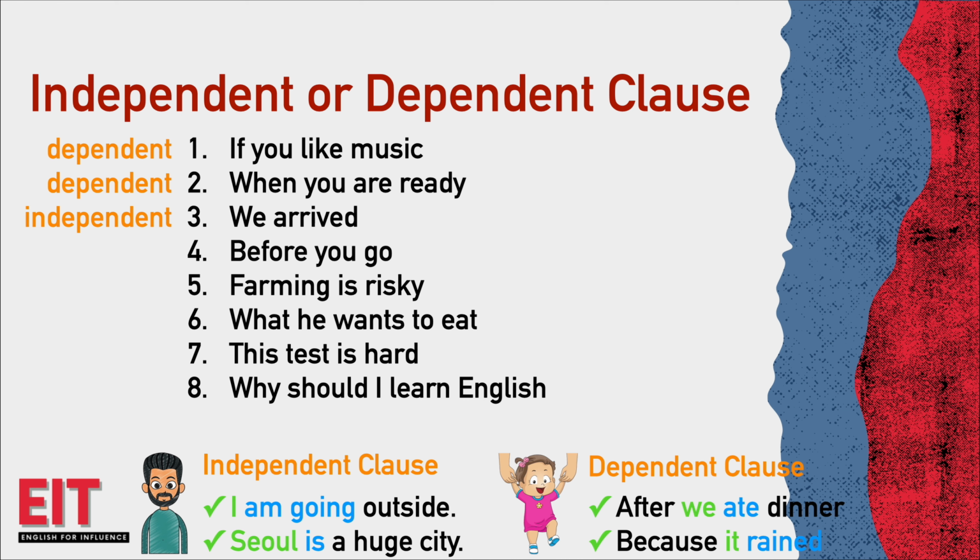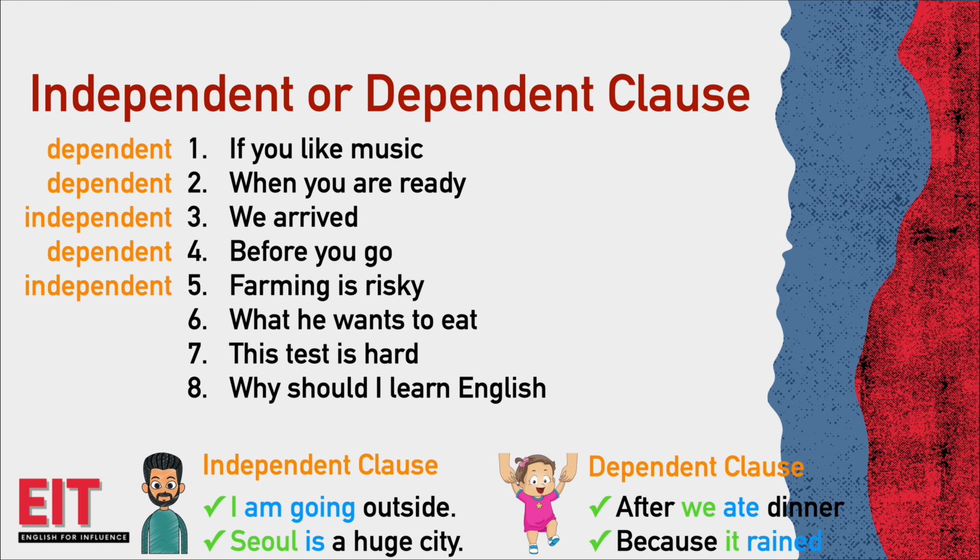Before you go, number 4. Before you go, so what? What should I do? So it's not complete also, right? Therefore, it is dependent. Farming is risky. Yes, that makes sense. So it's an independent clause.